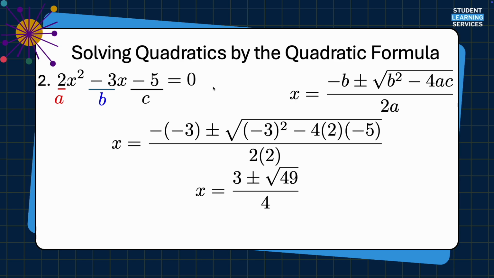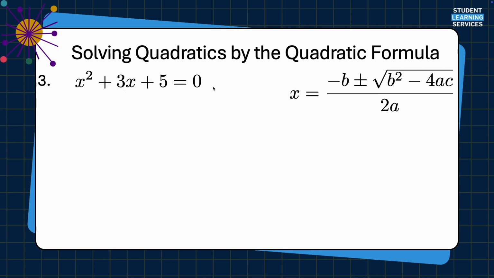Remember, the square root of 49 is 7. Therefore, the answer is x equals 5 over 2 or negative 1. Notice that the answers are nice because they are fractions and integers, which also means that this is possible by factoring. This question can be solved by using factoring instead.